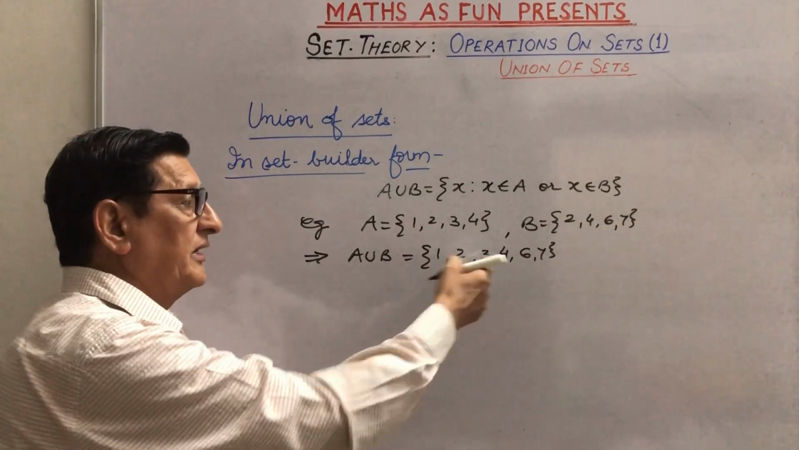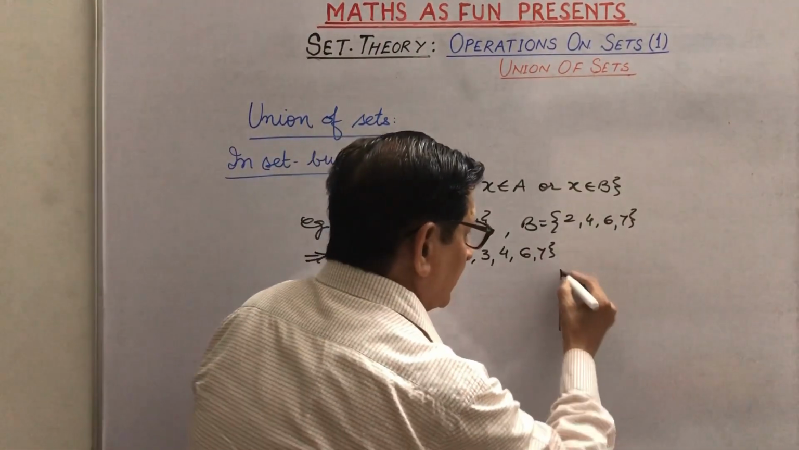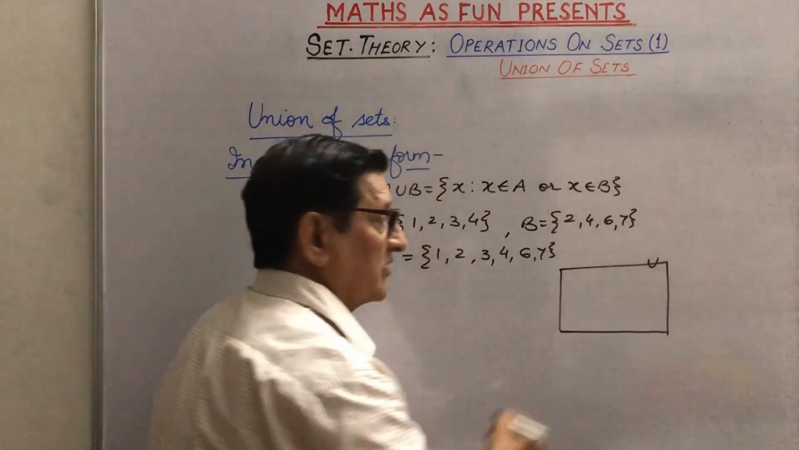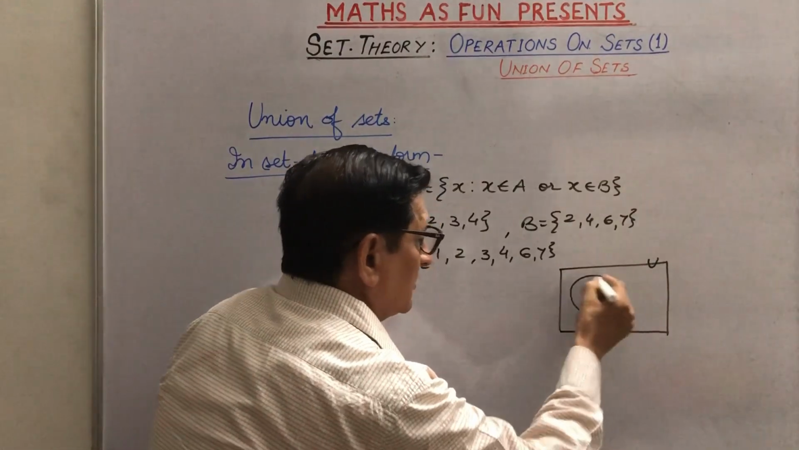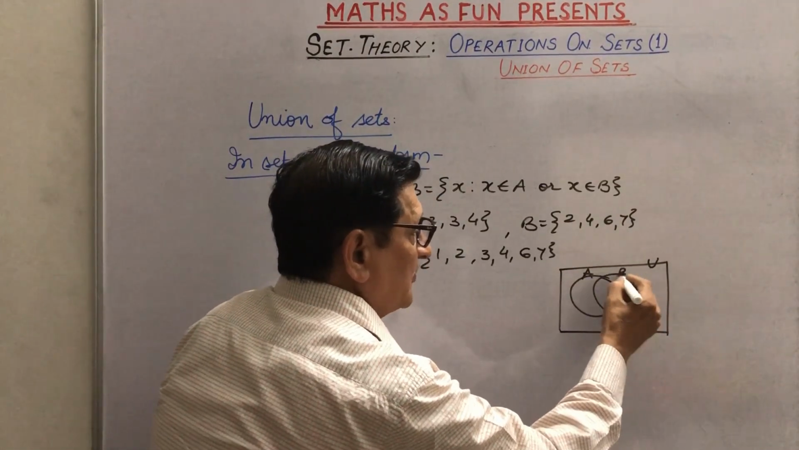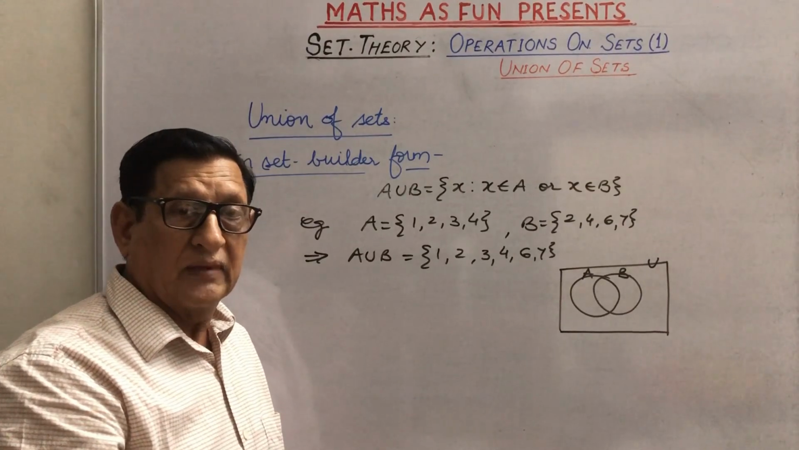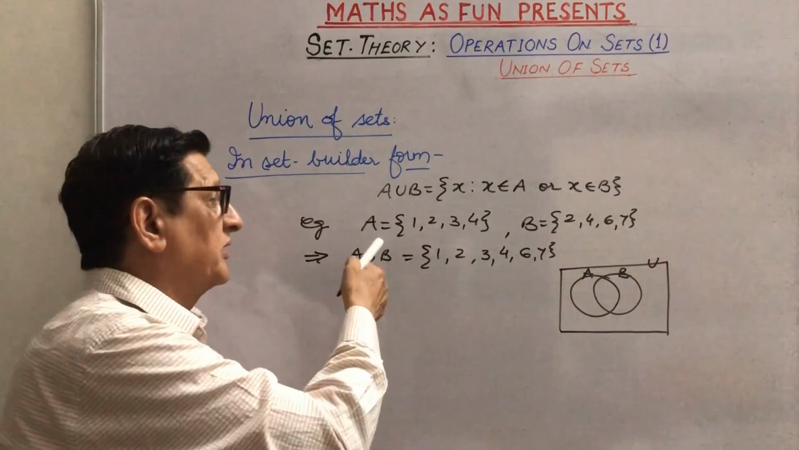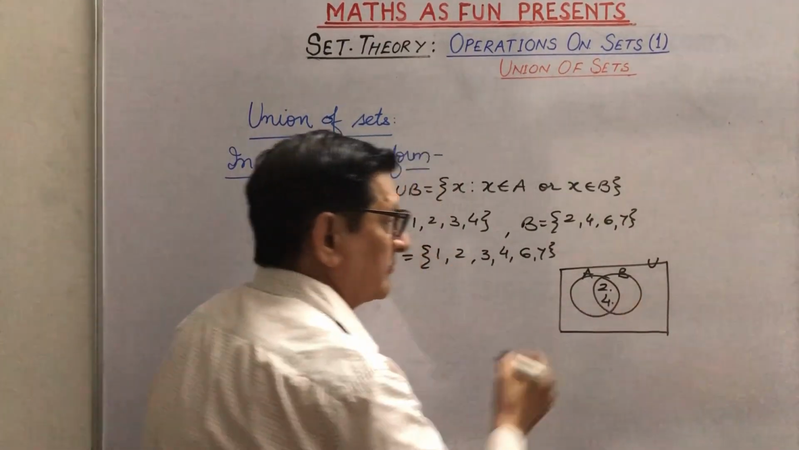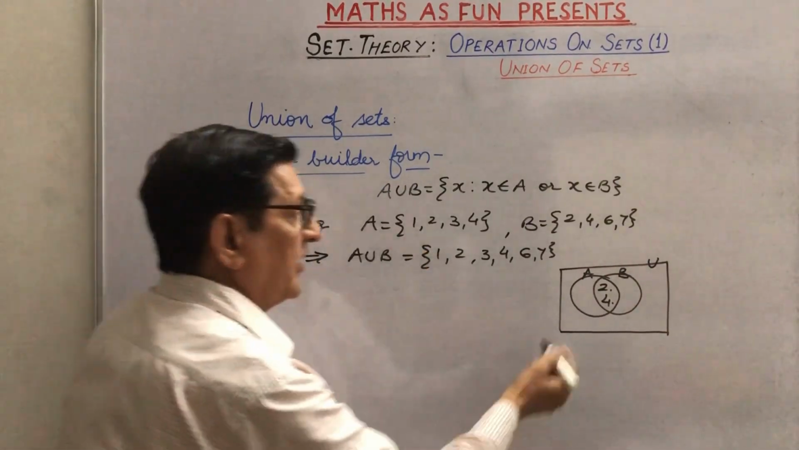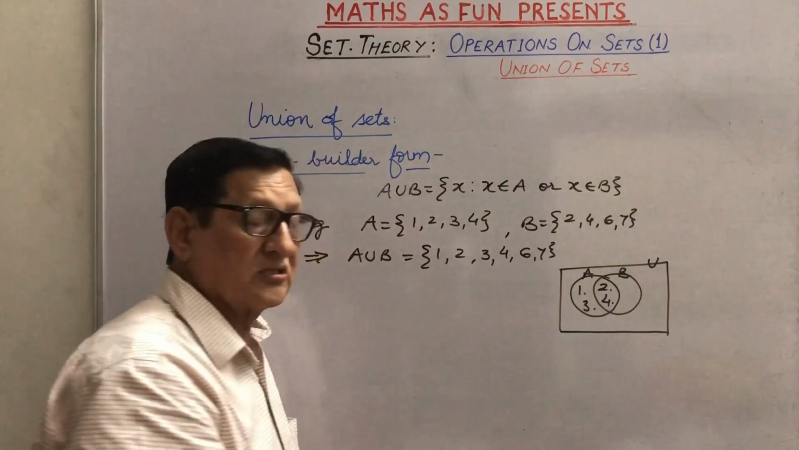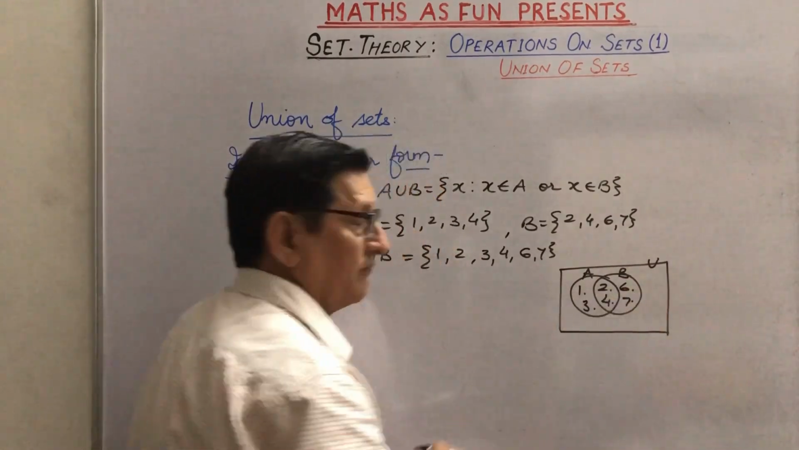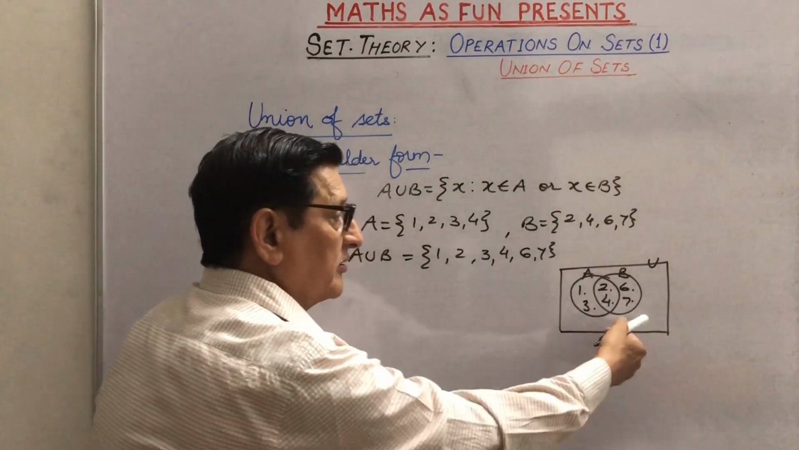In case we want to draw the Venn diagram of the same, then first we draw the universal set. As we know, this is universal set. Inside that we draw the sets A and B. This is A and this is B. If they have the common elements, then they are intersecting each other. The common elements are 2 and 4. They are here. Remaining elements of A, 1 and 3, in this A. And the remaining elements of B, that is 6 and 7, here. And if there are some elements in U, that will be written here outside.